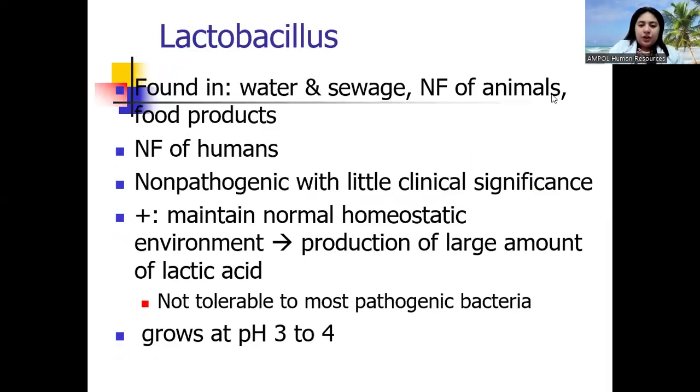Next, we also have Lactobacillus species. Lactobacilli are found in water, in sewage, as normal flora of animals, and as normal flora in us. They are non-pathogenic with little clinical significance. The advantage of having Lactobacillus is that it maintains a normal homeostatic environment, especially in females, because it produces a large amount of lactic acid. This acid production is protective against pathogenic organisms because pathogens cannot survive in an acidic environment. They grow best at 3 to 4 degrees.